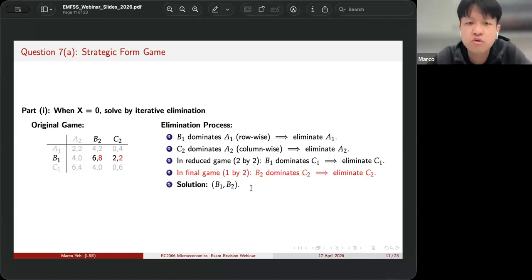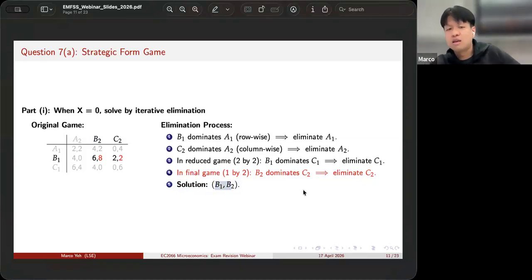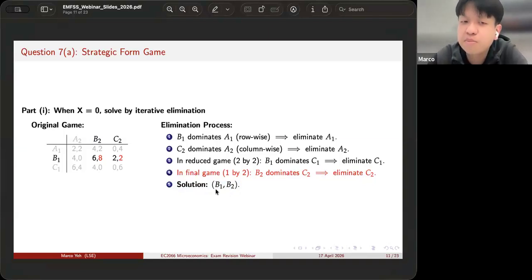Good. So the final solution is B1 and B2, and this gives us a pure Nash equilibrium. Okay. I want to emphasize one thing. The pure Nash equilibrium is B1 and B2, meaning player 1 is playing B1, player 2 is playing B2. It is not 6-8. 6-8 is the resulting payoff given the equilibrium play. B1 and B2 is the equilibrium strategy. If you are asked to solve for the Nash equilibrium, you are providing a strategy. You are not giving the resulting outcome.